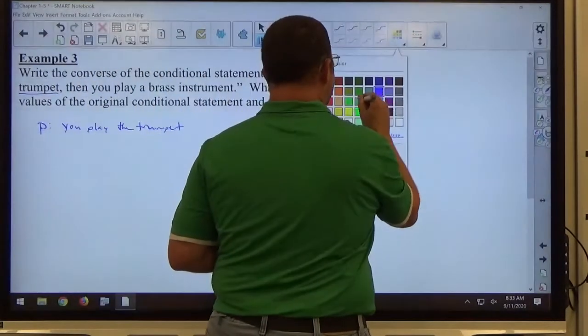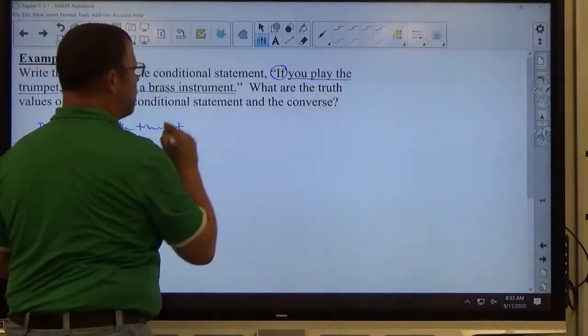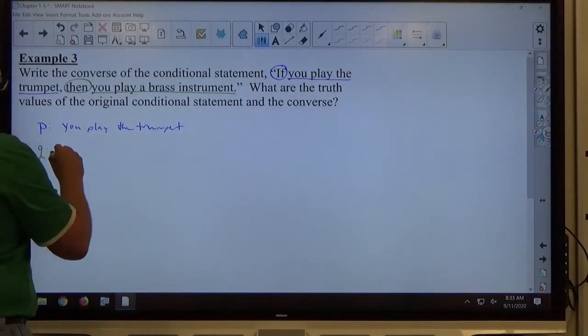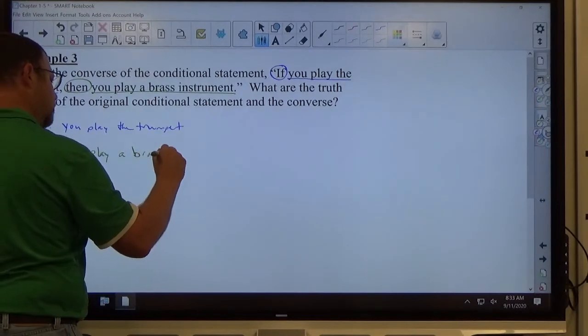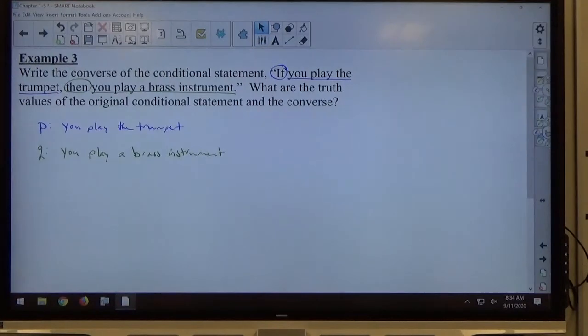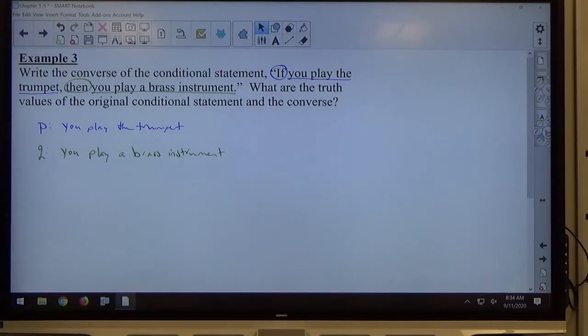Then we find the word then. The words following the word then represent the conclusion. So that's the Q value: you play a brass instrument. So the first thing I want to do on this problem is pick out what P and Q are. Notice I did not write the word if or then. I'm just writing the words after if and then. The words following if represent the hypothesis, the P value, and the words following then represent the Q, the conditional conclusion.